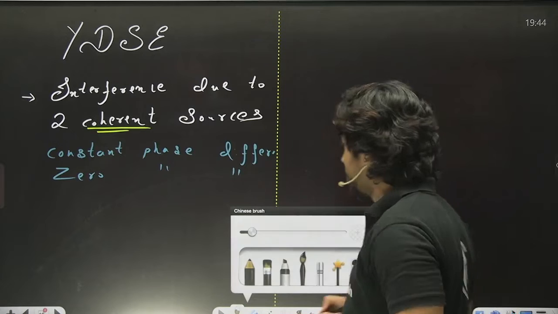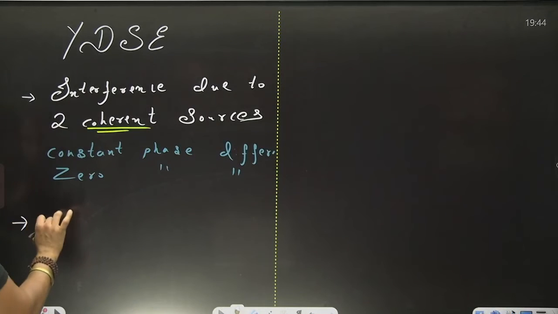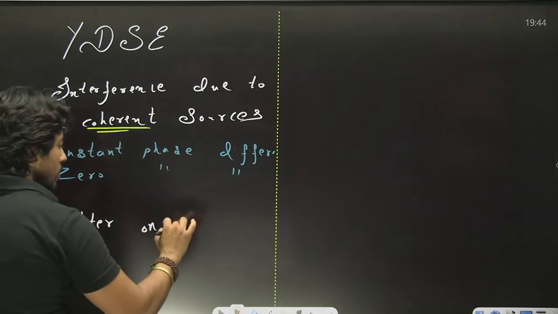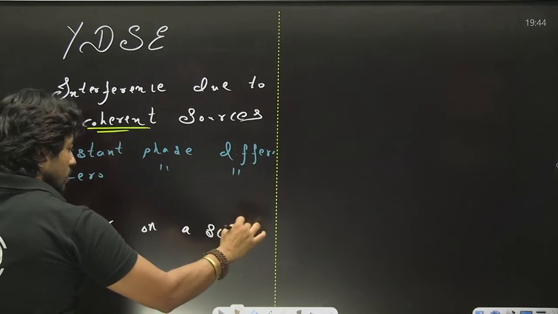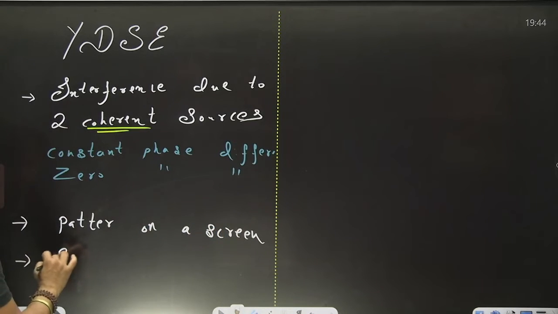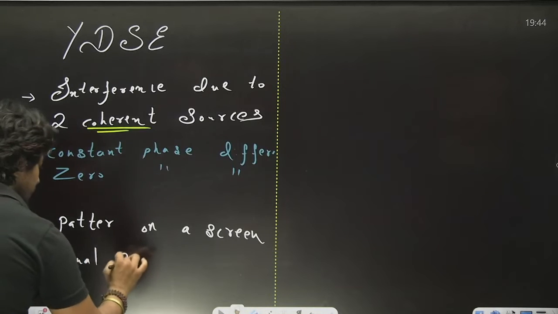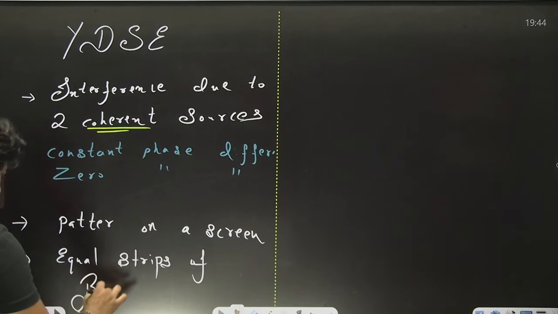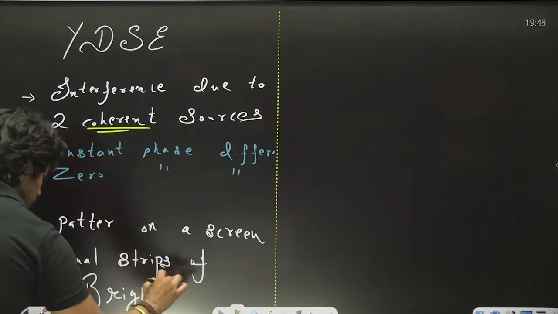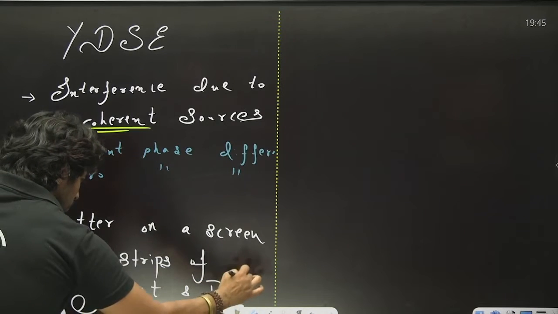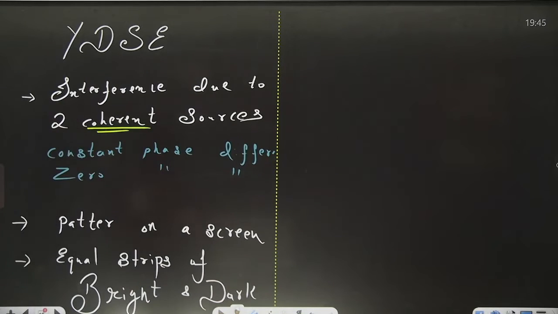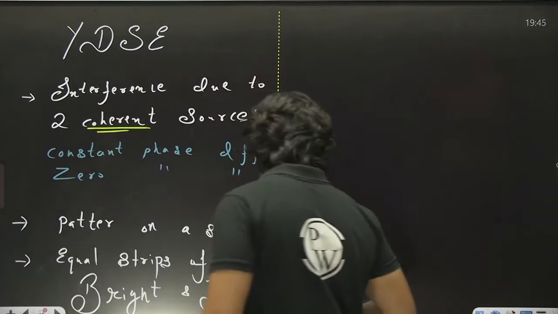So what does it give you? It gives you the interference pattern. It gives you the pattern on a screen. What we find is equal strips of bright and dark fringes. It gives us equal strips of bright and dark fringes. Okay, fine.